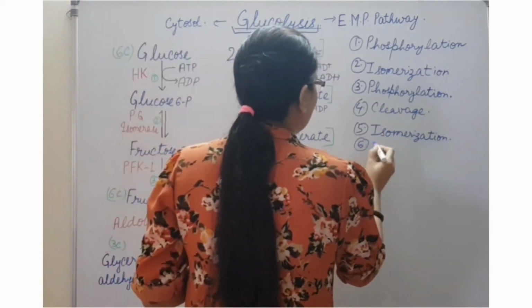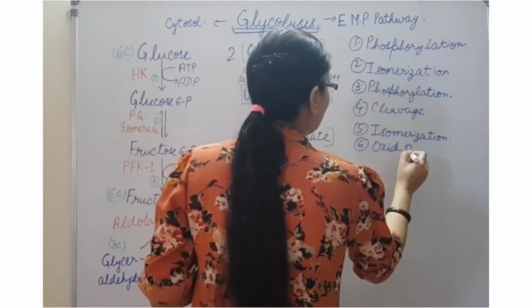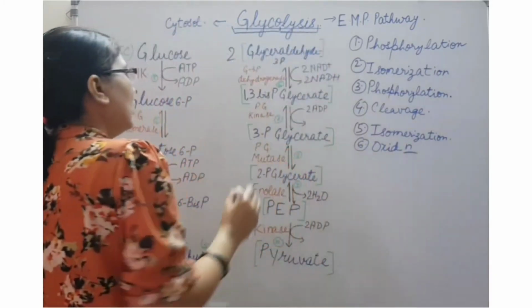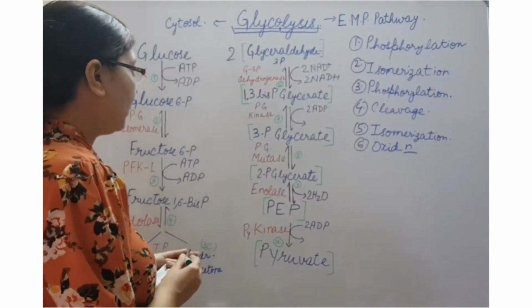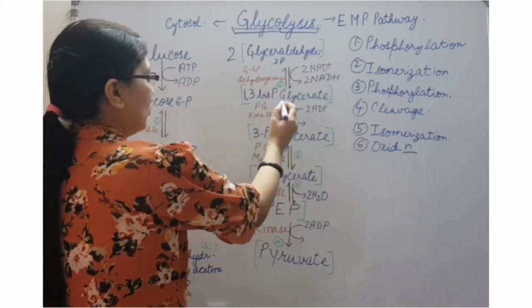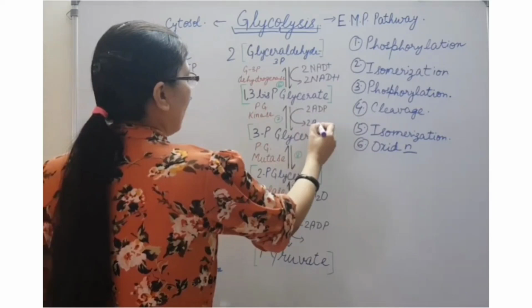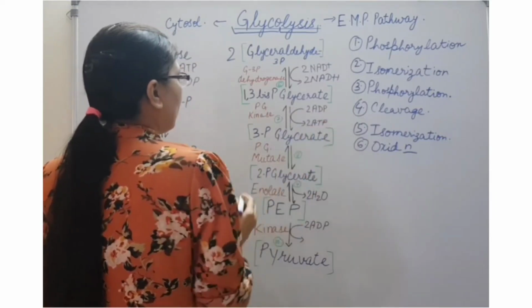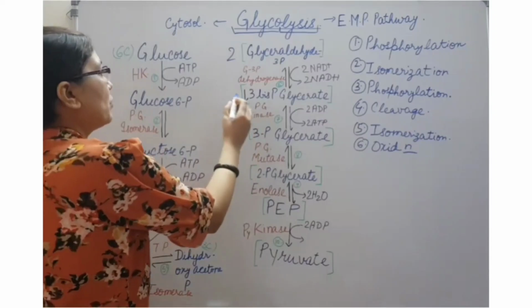So the next step is the oxidation step, and it is the only oxidation reaction in glycolysis. 1,3-bisphosphoglycerate is then converted into 3-phosphoglycerate. One phosphate group is transferred to ADP, which is converted into ATP, and the enzyme that catalyzes this step is phosphoglycerate kinase.